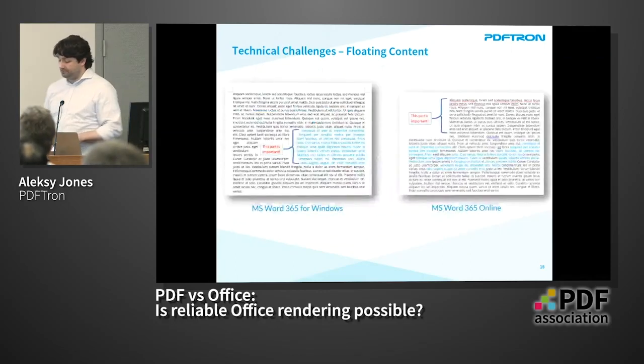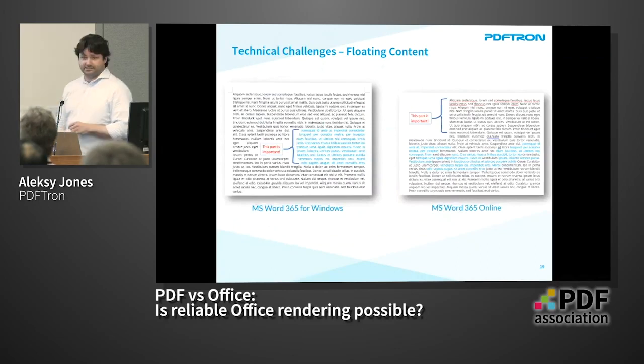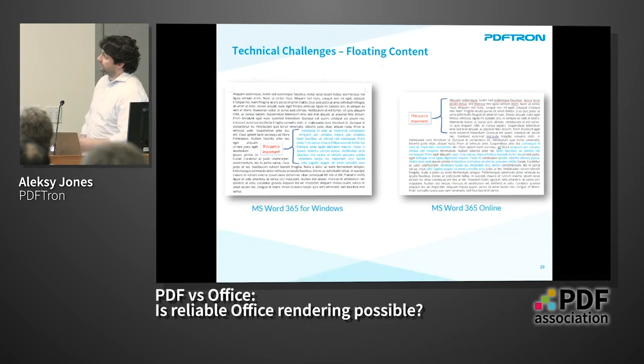So on the left, we have MS Word 365 for Windows as a new version. Alice, the poor soul, has made a new document, and this time she has tried to highlight a particular part of the document by saying, this part is important, using one of Word's or Office's floating content methods. And so we see that this text here is highlighted.